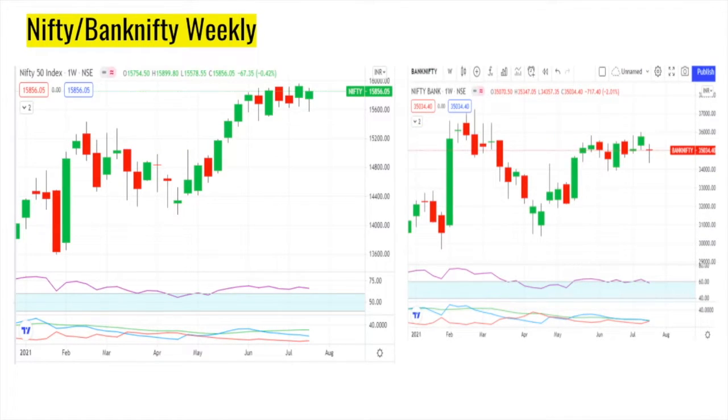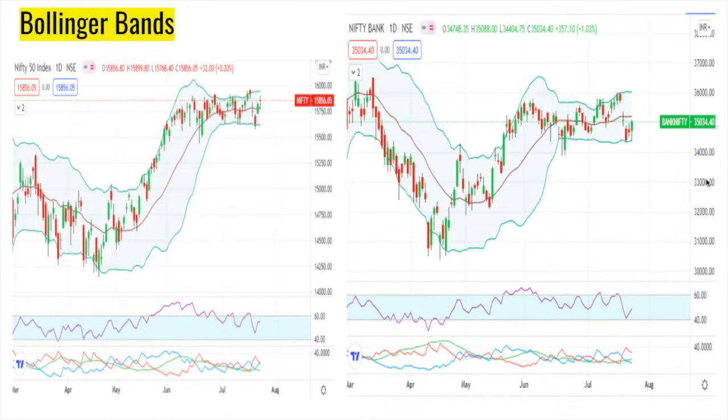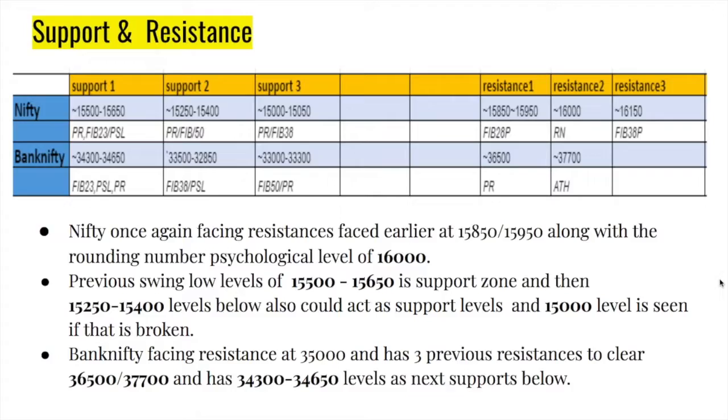Now this is the weekly basis Nifty and BANKNIFTY. On the left side, Nifty is showing bullishness. But look at BANKNIFTY, which is showing bullishness in the daily, is now showing a dodgy indecisive candle. So this is what we explained. The Bollinger Bands, you can see that on the left Nifty is showing consolidation. On the right, BANKNIFTY again is showing zigzag consolidation.